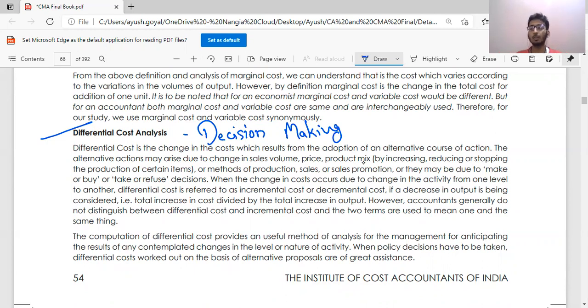Let's take an example. Suppose you are getting a new project. You have a factory making cream biscuits, and you are asked to make butter biscuits. There is some difference in the procedure of making the butter biscuit. Something additional is required for making it. Suppose one specific machinery you require.